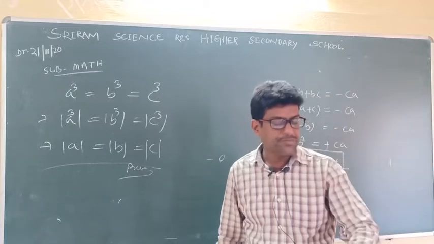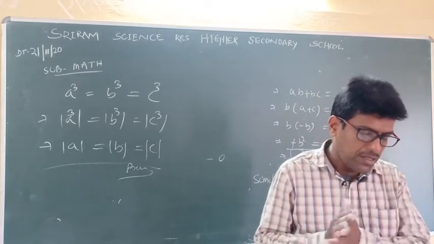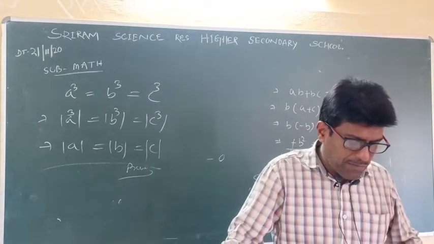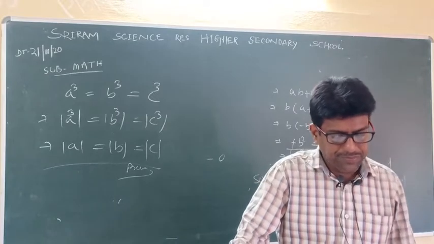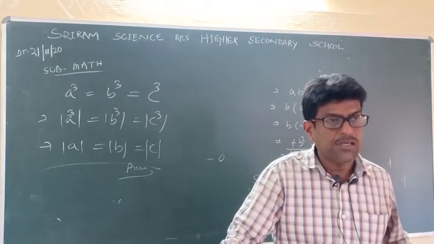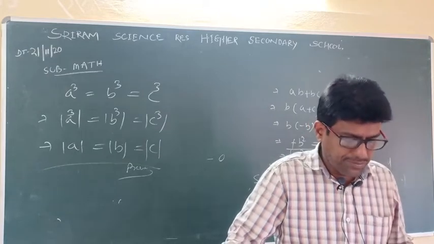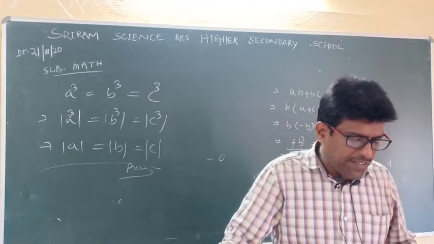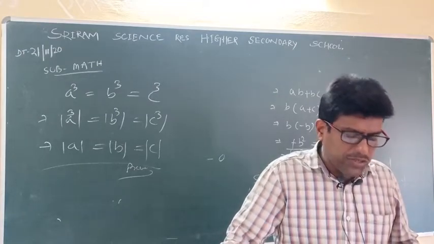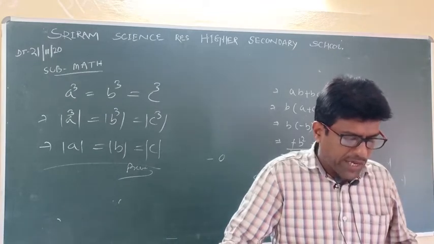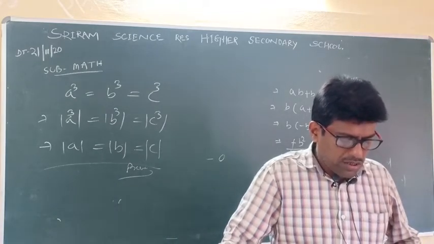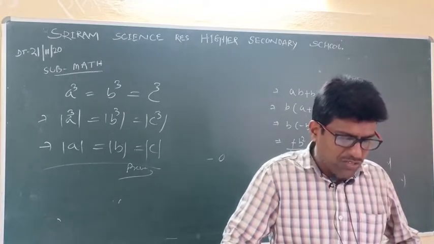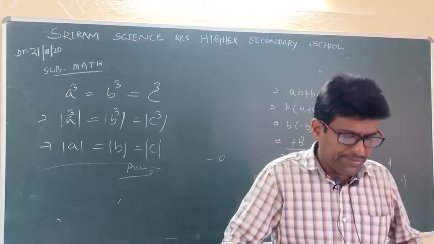Okay, now I am going to number 21. Given number 21, z is equal to x plus iy. We have to prove the modulus value of x plus modulus value of y is less than or equal to root 2 times modulus of z.